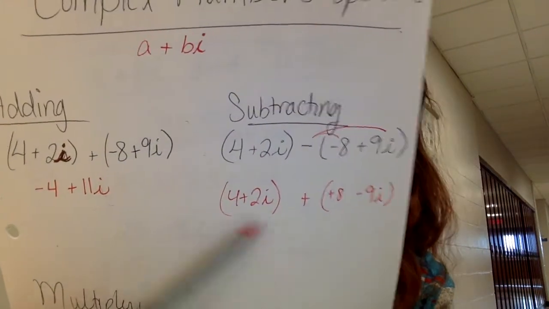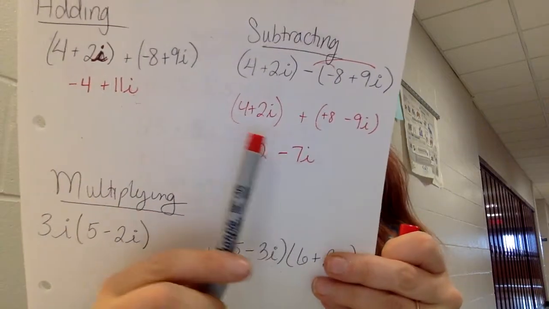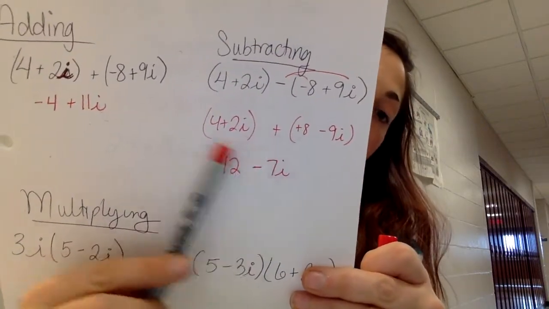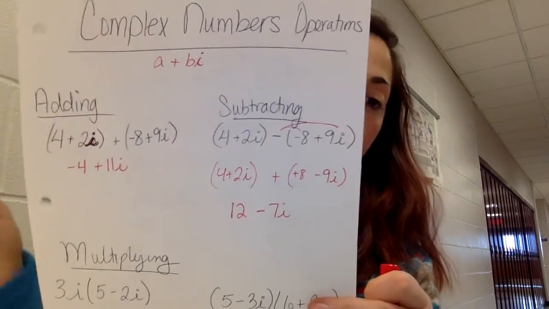So then from here, you just combine like terms, just like we did over here with the adding. So I have 4 plus 8, that's 12. And 2i minus 9i is -7i. So I combine my like terms, 4 and 8 is 12. And make sure it's always in the form a plus bi like you see here.